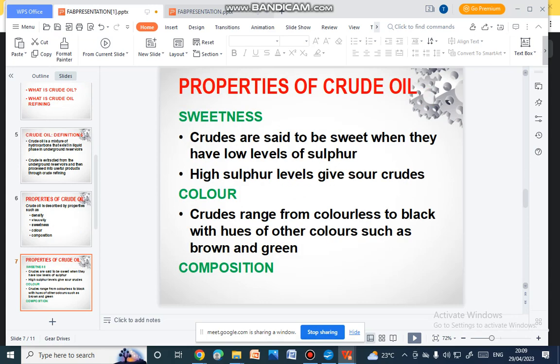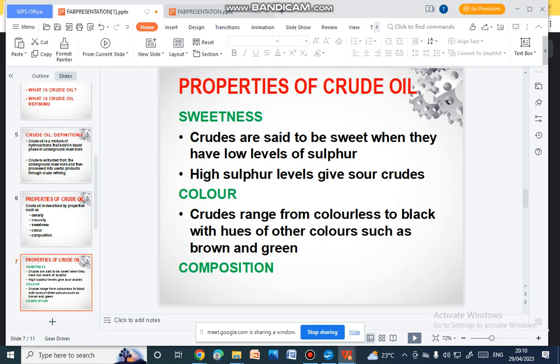Sweetness. What is sweetness in crude? Crudes are described as either sweet or sour depending on the level of sulfur they contain. Crudes with low levels of sulfur are known as sweet crudes. Conversely, high sulfur levels give us crudes that are described as sour.